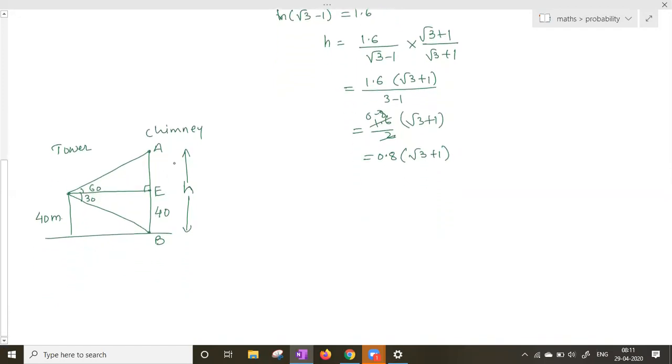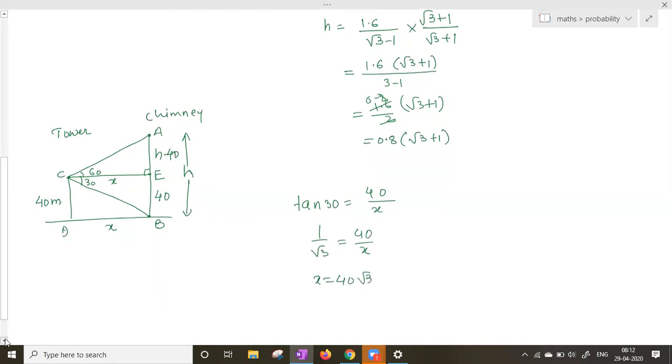So AE will be, if AB we have considered the height of chimney as H, so what is the value of AE? H minus 40. It is H minus 40, and then find out the value of H by using two triangle property. Base consider as X. So here it is tan 30 equals 40 by X. This is also XCD if you consider CE as X. So tan 30 is equal to 40 by X. 1 by root 3 is equal to 40 by X. So X is equal to 40 root 3.